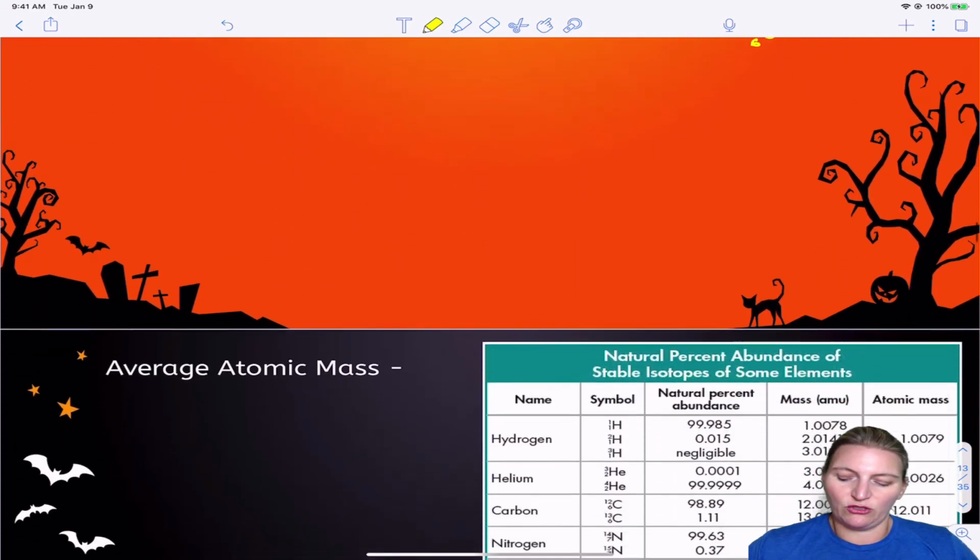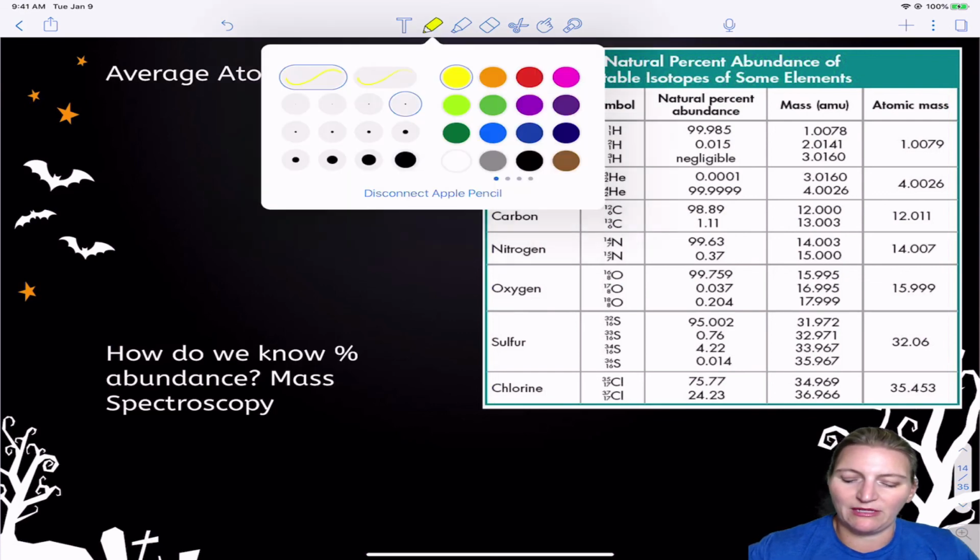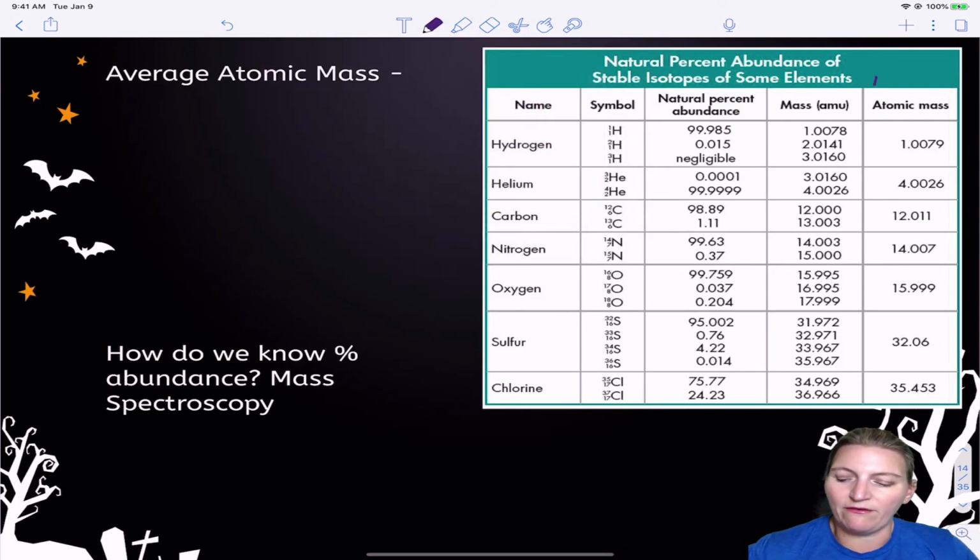So if we look at this table here, we will see a listing of some of the common earlier elements, the different isotopes that there are of those elements in nature, something we're going to call the relative abundance, each isotope's mass with the unit of AMU, and then its average atomic mass. I'm just going to write average over this.